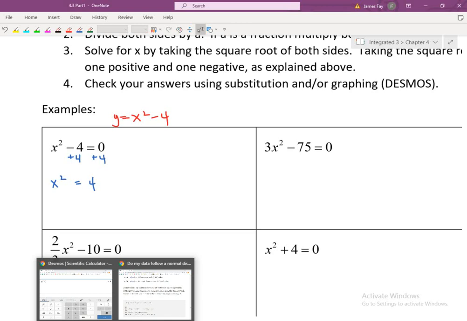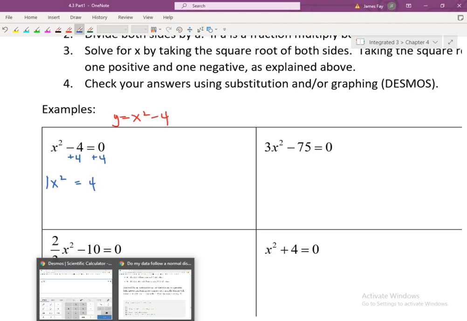Now the second step says if your a value is not 1, then you divide everything by it. Because our goal, when we take the square root eventually, is to take the square root of x squared. We don't want to take the square root of 2x squared or 5x squared or anything like that. We just want 1x squared. We've already got that, so we skip that step in this problem.